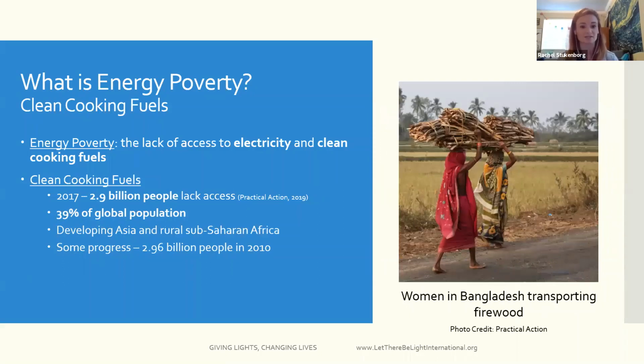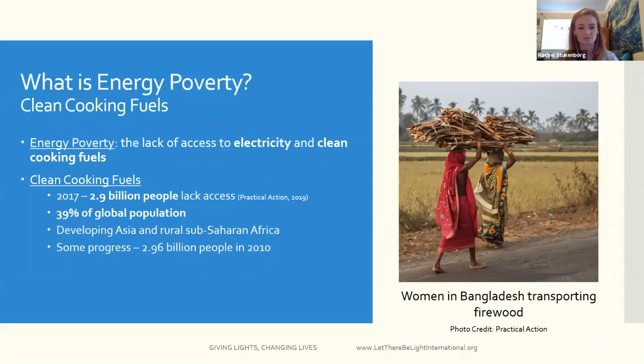The other half of the definition is the lack of access to clean cooking fuels. When someone doesn't have clean cooking fuels, it means they're relying on inefficient and polluting cook stoves and traditional biomass for cooking. And traditional biomass includes firewood, charcoal, peat, and animal dung. This problem is slightly a larger problem than the lack of access to electricity. In 2017, it was measured that 2.9 billion people didn't have access to clean cooking fuels, which is 39% of the global population. And this is primarily a problem in developing Asia and rural sub-Saharan Africa.